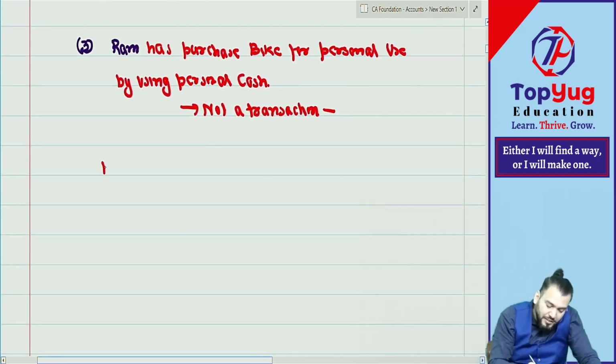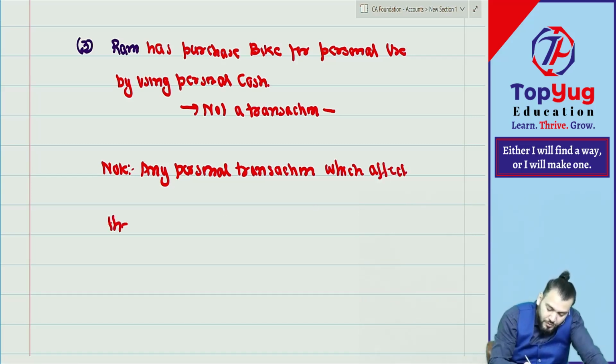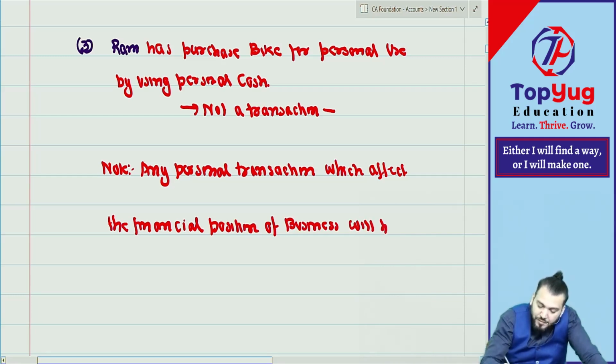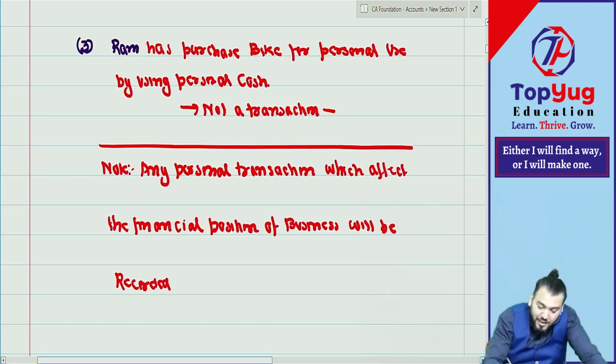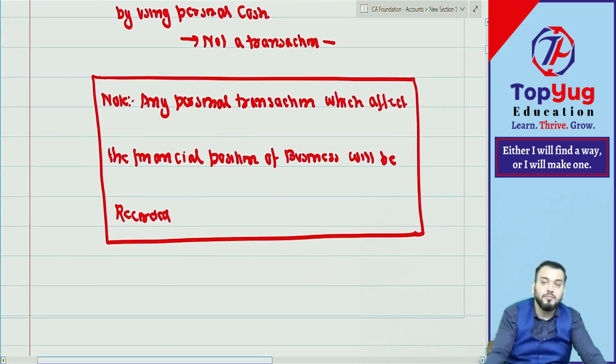Correct now. Means I can say in this way, any personal transactions which affect the financial position of business will be recorded. Now, how to record, we will understand. There is no doubt about that. Right now, we are just identifying what will be recorded and what will not be recorded. Understood? Rule number one, have you understood?